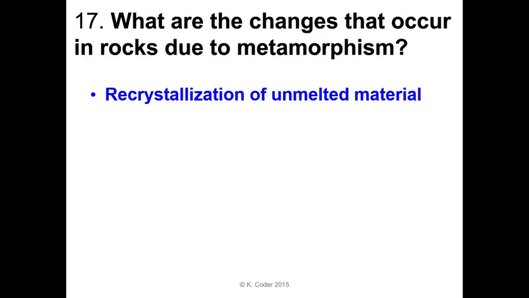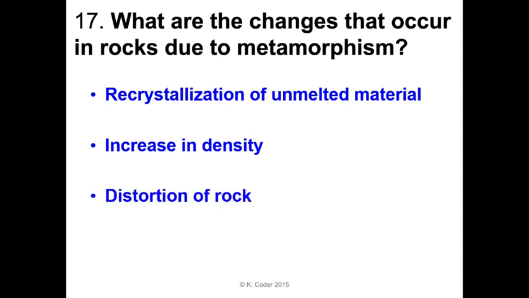So what are the changes that occur in the rock due to metamorphism? We see a recrystallization of unmelted material. There's an increase in density because of it being pressurized. Okay, it's being pushed into a smaller space. There will be a distortion of the rock, okay, from the pressure or the heat. Okay, it's going to change the way it looks.